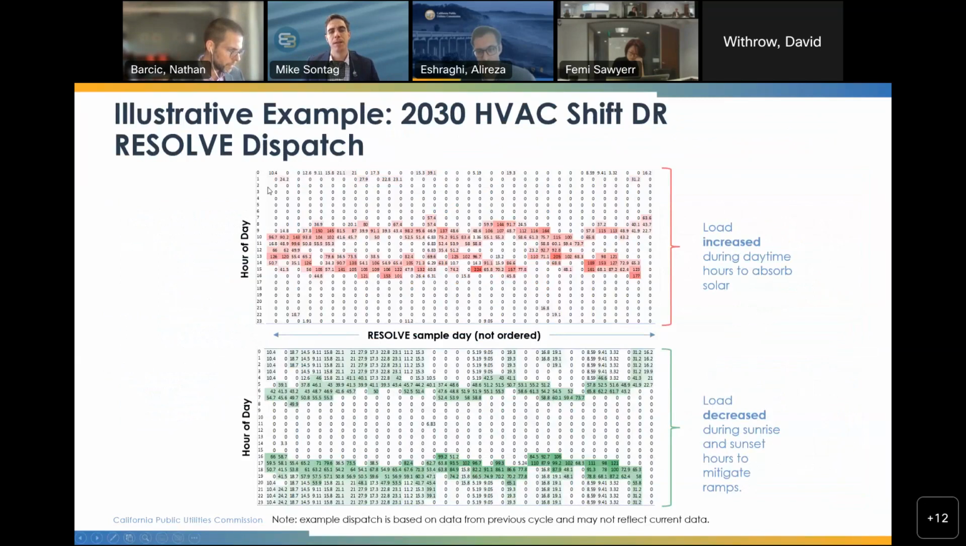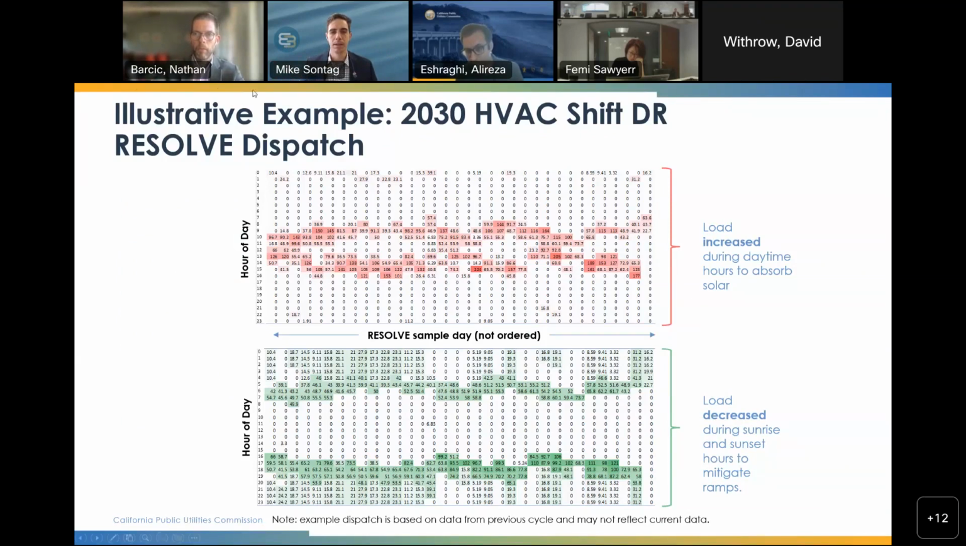Just wanted to give a quick example of how this actually looks and resolves model dispatch. This is based off of data that we used to create the technology initially. It will change. LBNL has updated this data since then. So this is from a previous cycle. This is for HVAC load in a hypothetical 2030 year. We see in the top chart here, load increases in the middle of the day to be coincident with solar generation. And in the bottom chart, we see load decreases, mostly in the evening, but a little bit in the morning as well, to again shift load down in the mornings and evenings and shift it into the middle of the day to be more coincident with solar generation, decrease ramps, and things like that.